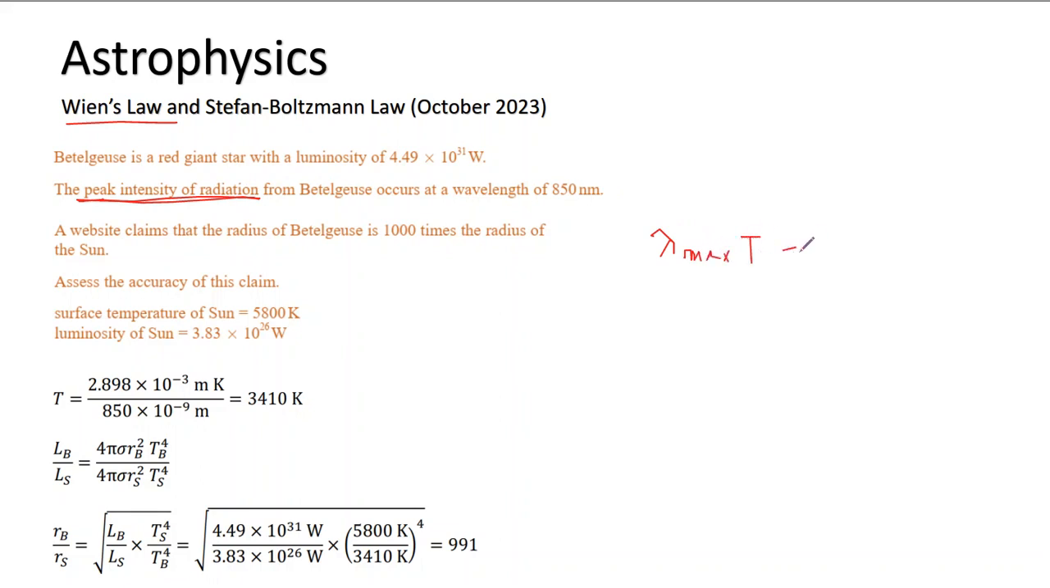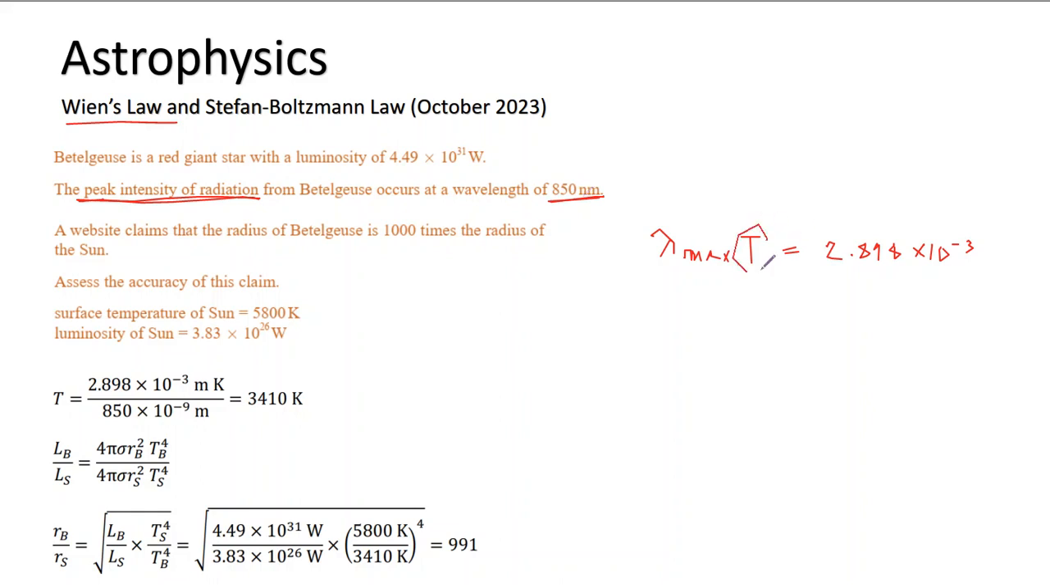T equals constant, and the value of the constant is actually 2.898 times 10 to the power minus 3 meter Kelvin. Okay, so lambda max is given. Always remember, lambda max is the wavelength at which peak radiation occurs. Lambda max is not the maximum wavelength. I see a lot of people mixing these two concepts up.